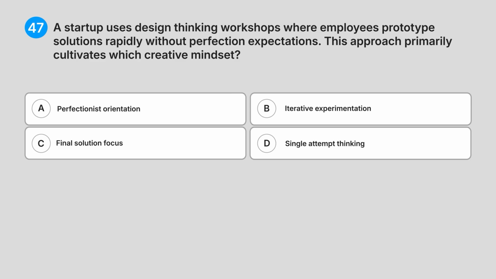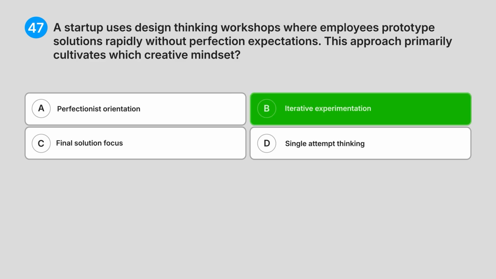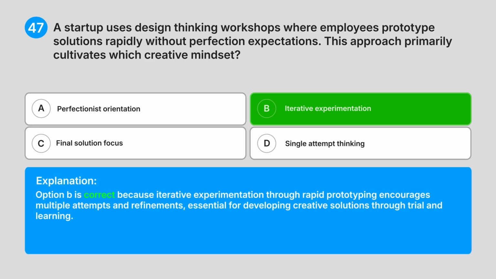Correct answer: B. Iterative experimentation. Explanation. Option B is correct because iterative experimentation through rapid prototyping encourages multiple attempts and refinements, essential for developing creative solutions through trial and learning.